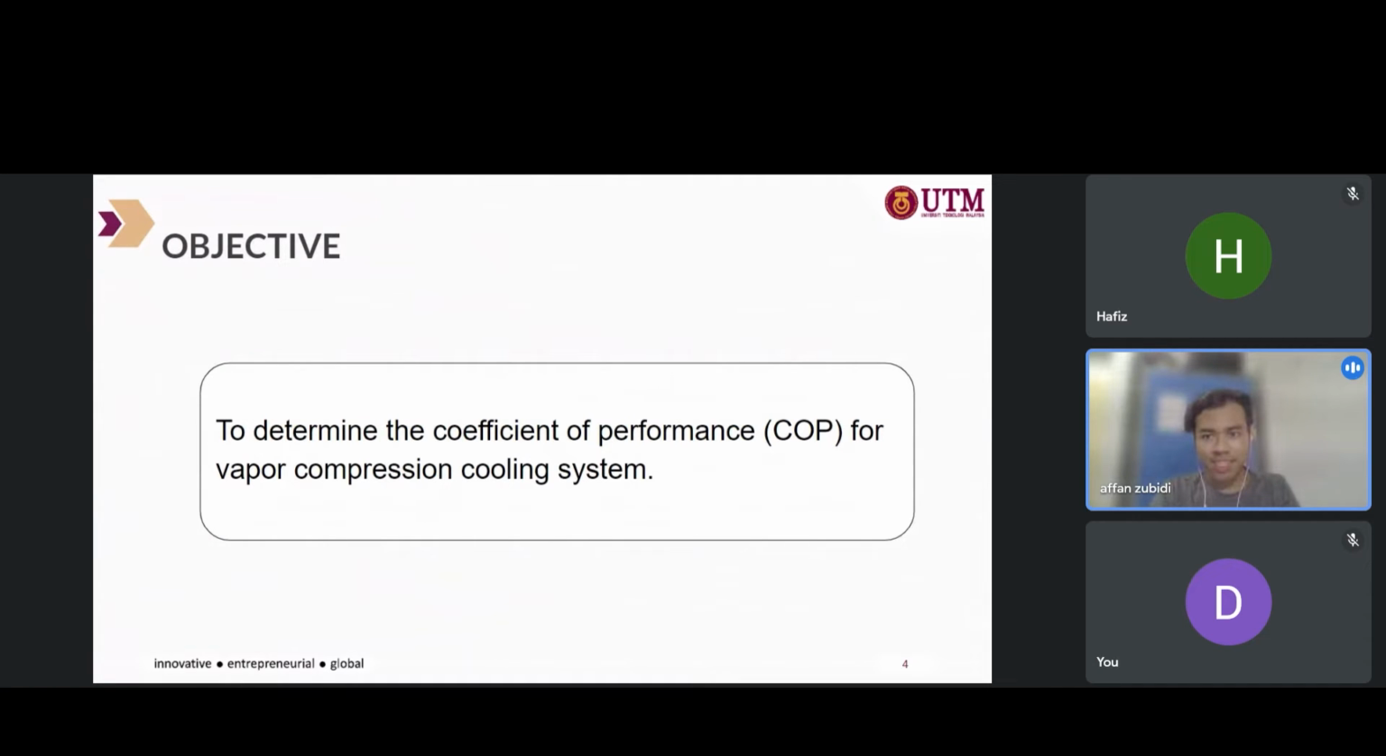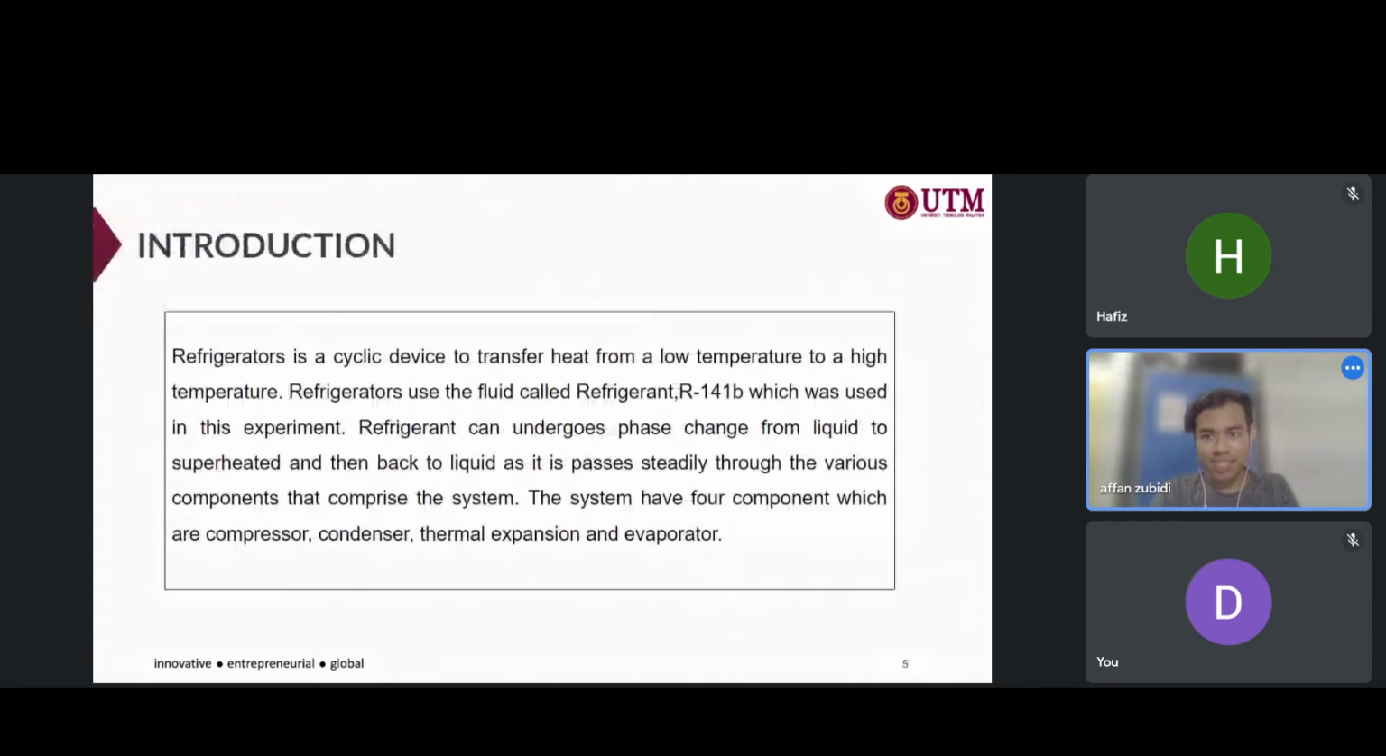As I said just now, the objective of this experiment is to determine the coefficient of performance, or COP, for a vapor compression cooling system. For the introduction, a refrigerator is a cyclic device for transferring heat from low temperature to high temperature. The fluid, which is called refrigerant, or R141B, was used in this experiment.